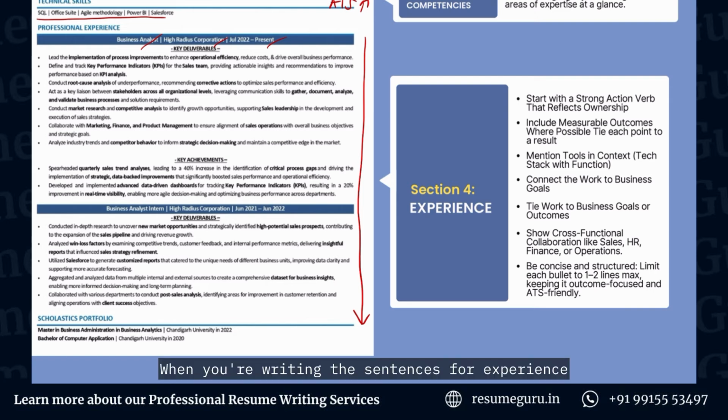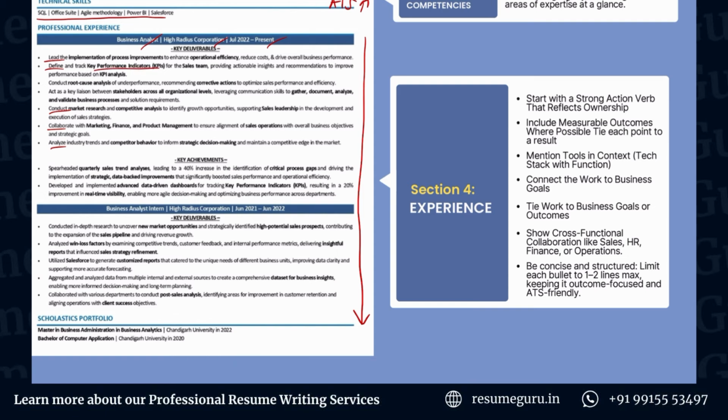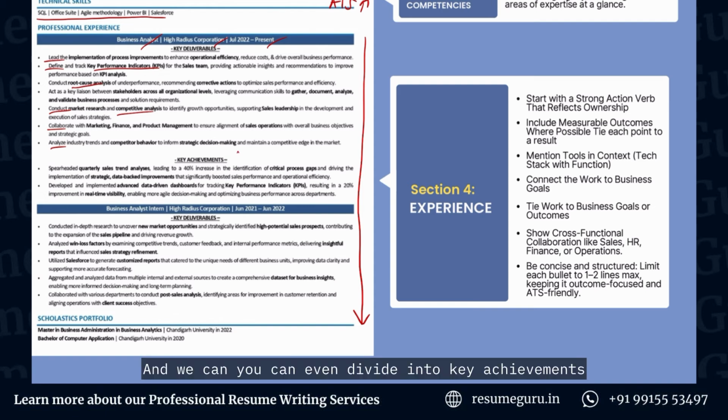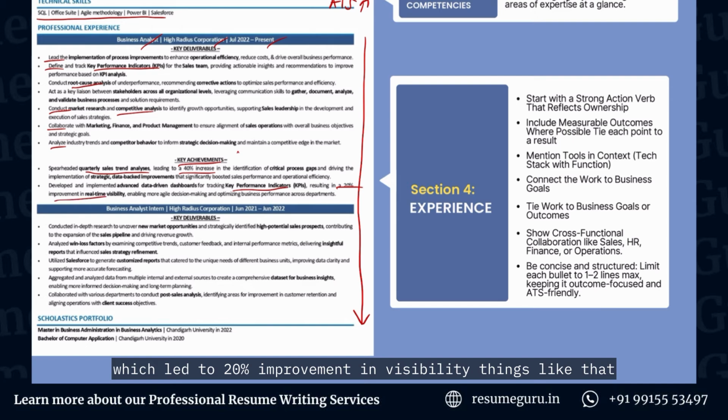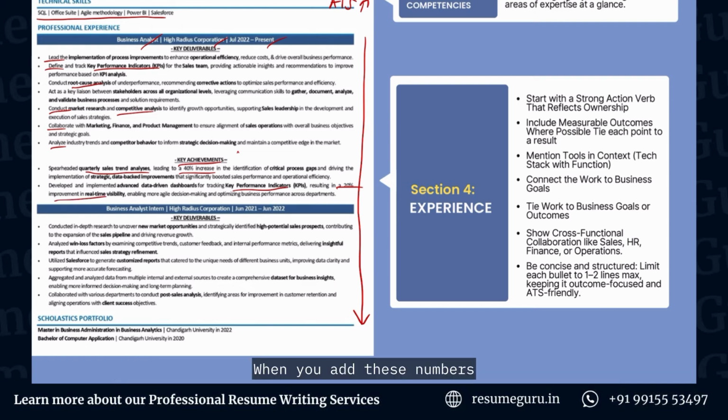When you're writing the sentences for experience, you have to start them with action verbs such as analyze, collaborate, conduct, led, define. And you also have to use a lot of keywords such as KPIs, root cause analysis, competitive analysis, and even use numbers or metrics wherever you can. And you can even divide into key achievements. So for this particular client, we have added things like quarterly sales analysis, which led to 40% increase, or KPI tracking, which led to 20% improvement in visibility, things like that. When you add these numbers and metrics and your key achievements, that makes you sound even more credible.